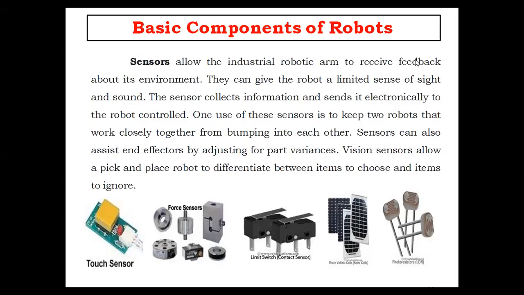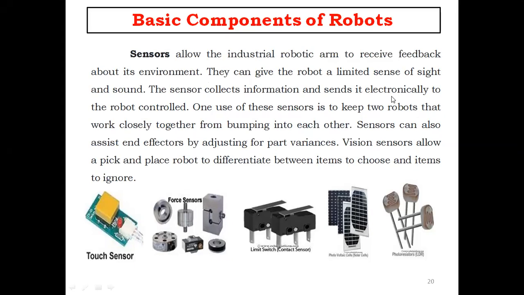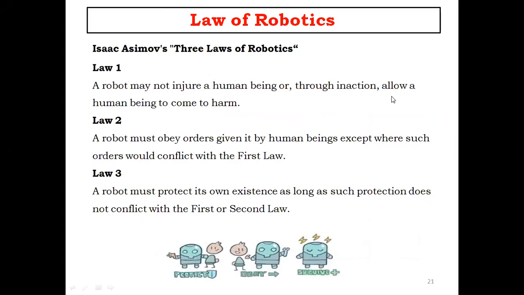Good afternoon. Last class, we saw the components of robots: a controller, variation, size and shape, sensors, and end effectors and tools. Today we are going to see the laws of robotics.